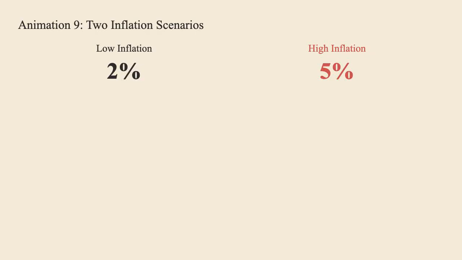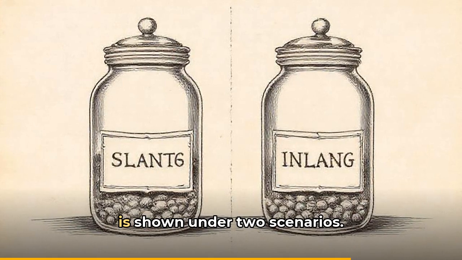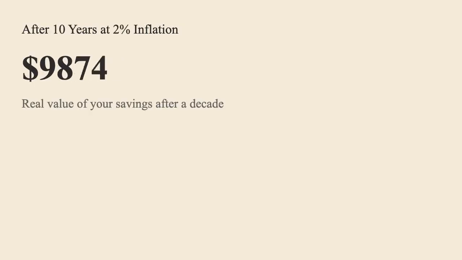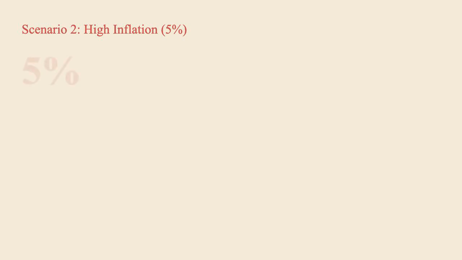The ninth animation returns to personal savings, but compares two different inflation rates side by side. The same $10,000 is shown under two scenarios. In the first scenario, inflation stays at 2% per year. After 10 years, the real value of the savings falls to approximately $8,170. In the second scenario, inflation runs at 5% per year.